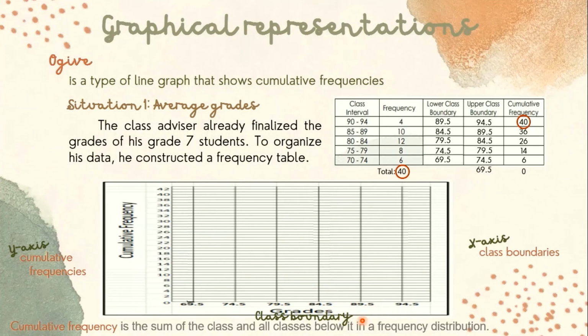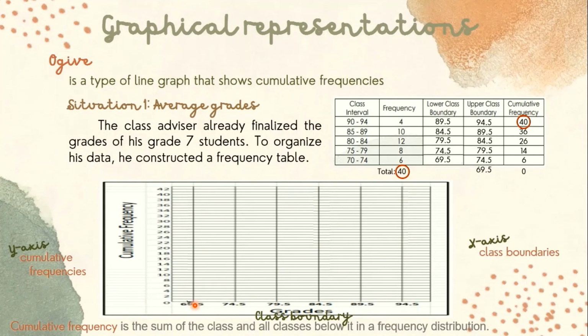Yung nasa y-axis naman natin, yung ating cumulative frequency, ito yung ating na-form kanina. For cumulative frequency, pansinin, we always start with 0, and then sinet ito by 2s. Once you've set your elements for the x and the y axis, start plotting. Now for plotting yung ating class boundaries, look at the upper class boundary from 69.5 up until 94.5.